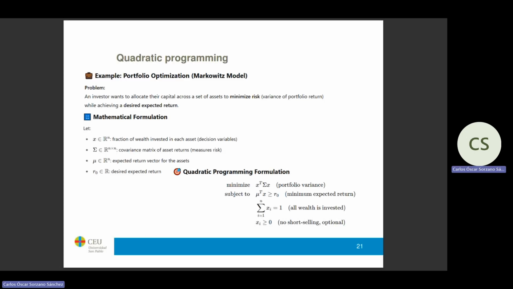Any question? No? Okay, so let's see other kinds of problems, these quadratic programming problems.